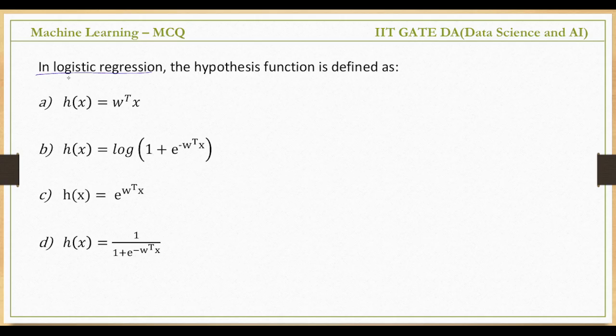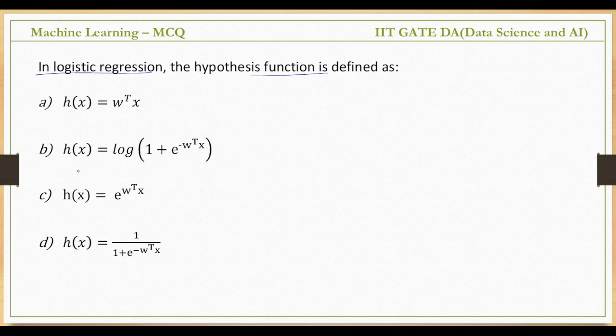The question here says: in logistic regression, the hypothesis function is defined as which of the given options. A is h of x equal to w raised to t x, and B is h of x equal to log of 1 plus e raised to minus w raised to t x, and C is h of x equal to e raised to w raised to t x, and last is h of x equal to 1 upon 1 plus e raised to minus w raised to t x. So these are the given options and we have to find the correct one.